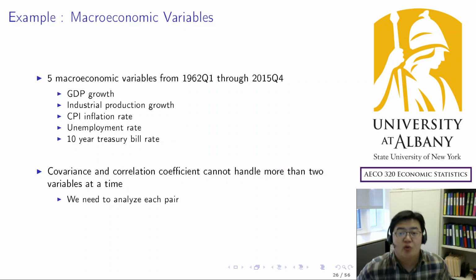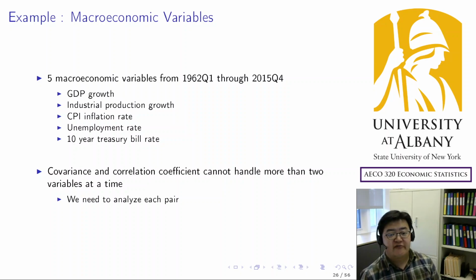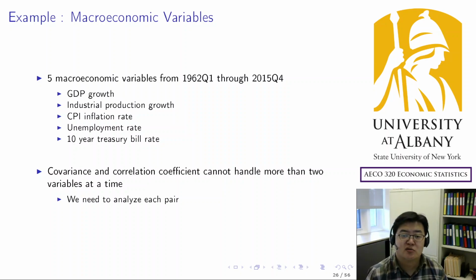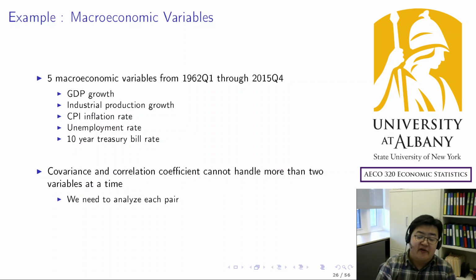Hello. So we are going to consider another example. Now we'll consider five typical macroeconomic variables. It is real data from 1962 through 2015, quarterly data. And the five variables we have are GDP growth rates, industrial production growth rates, consumer price index inflation rates, unemployment rates, and 10-year treasury bill rates.